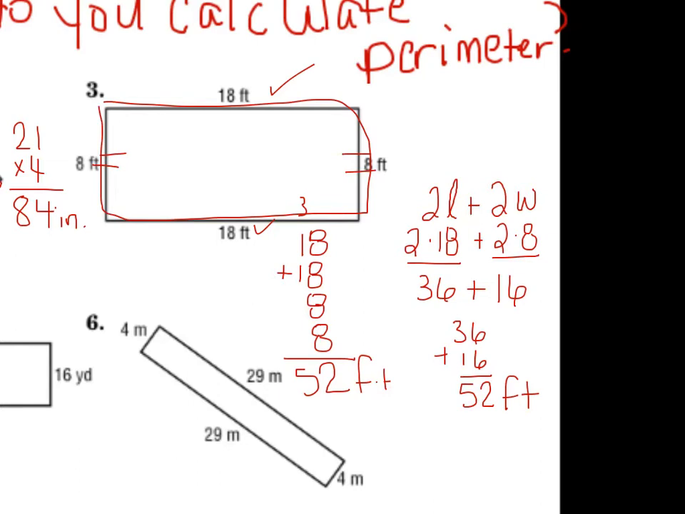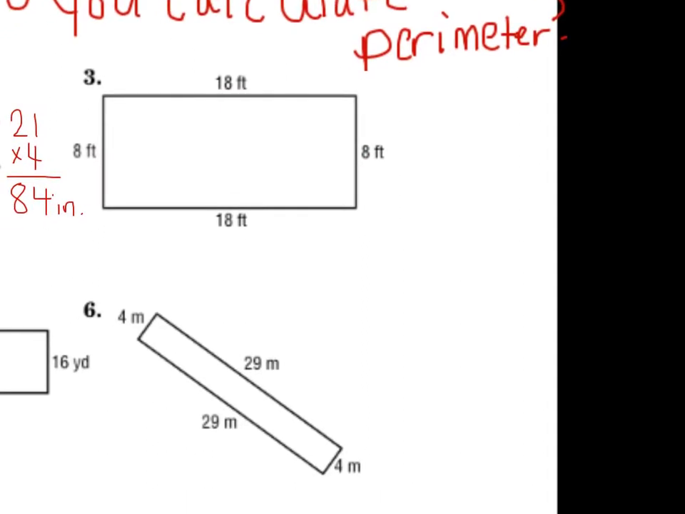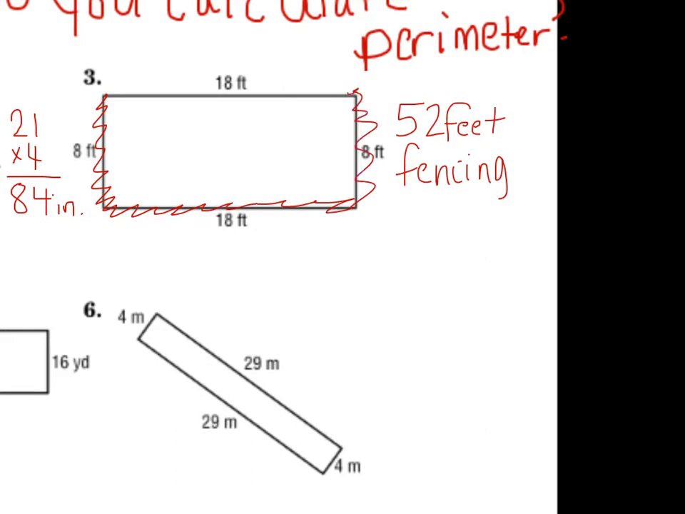So if you were going to fence in a pen for an animal, and it was going to be in the shape of a rectangle, you would need 52 feet of fencing. Okay, that's one thing that you might see. If you were putting a border around, let's say this is a wall, and you were going to put a border all the way around it, or maybe it's a bulletin board, you would need 52 feet of border paper.